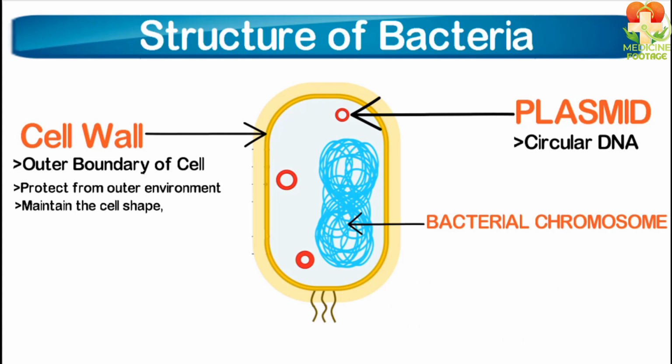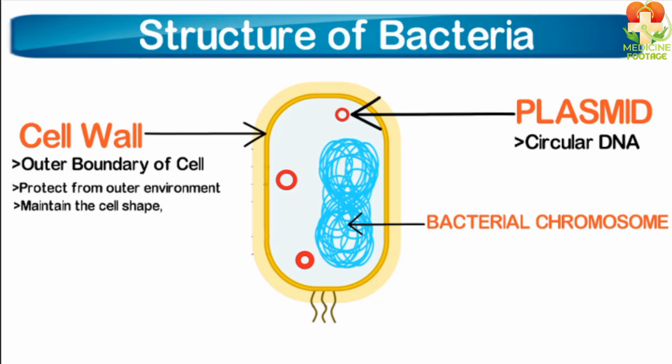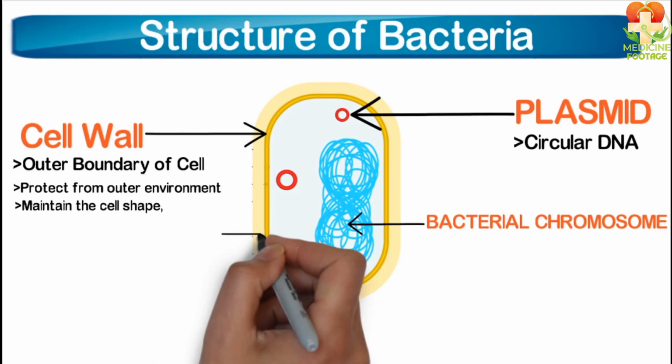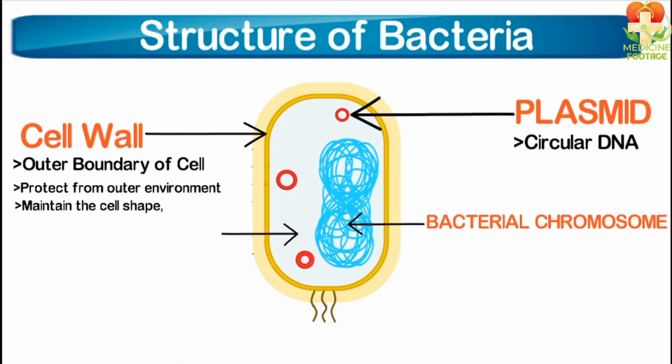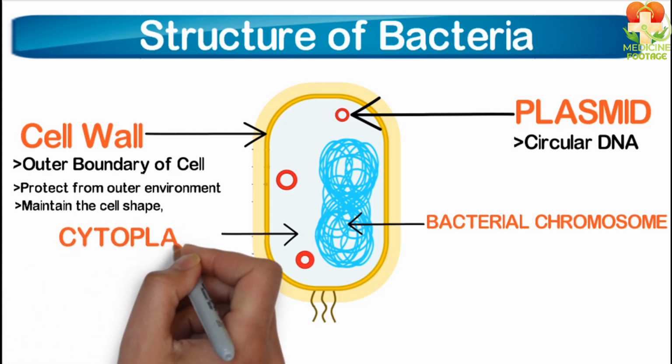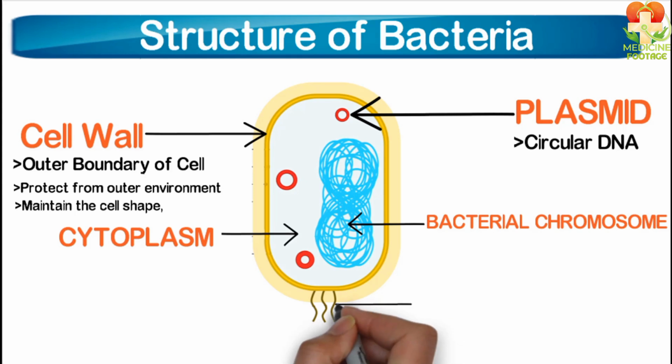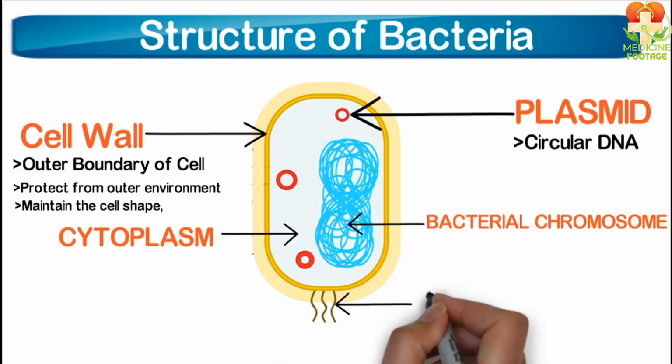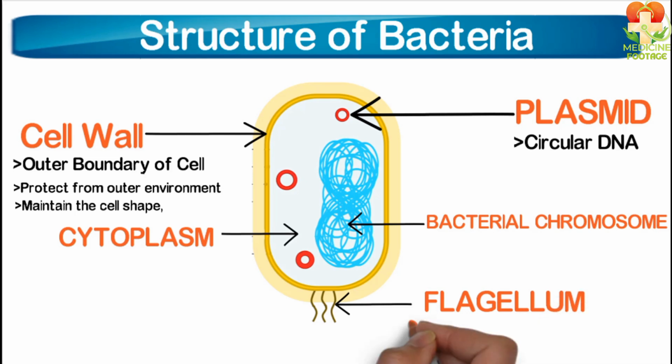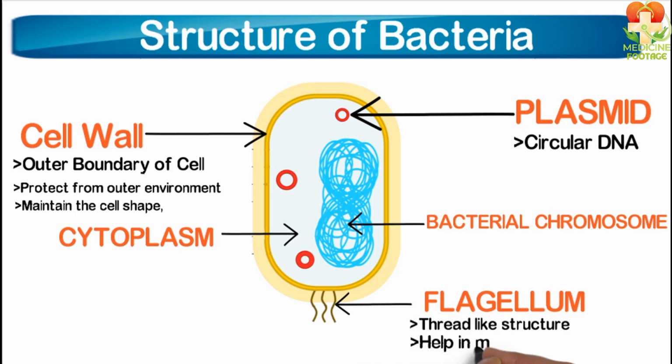It means that bacteria have two DNAs. One is the plasmid, which we call circular DNA, and the other is chromosomal DNA, which is the bacteria's own DNA. This fluid-like material present inside the bacteria is called cytoplasm. Then you can see this thread-like structure, which we call flagellum. The function of flagellum is to help the bacteria move from one place to another. It uses the flagellum. Now we come to the classification of bacteria.